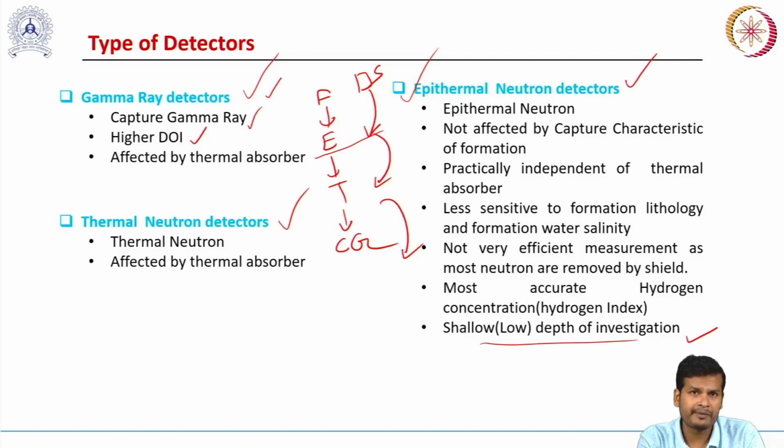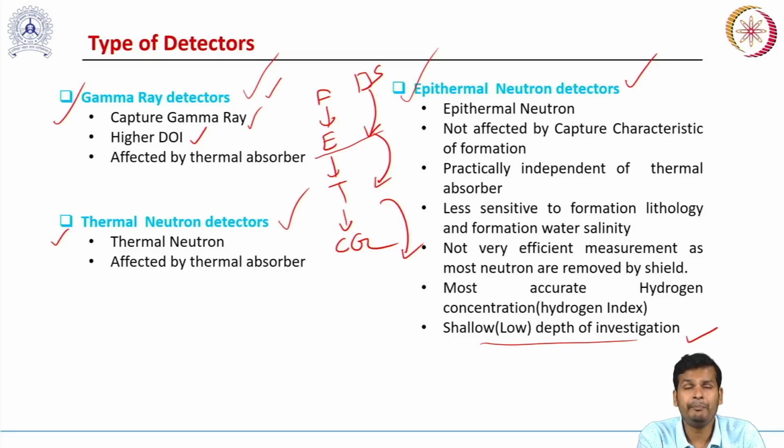But the capture gamma ray and thermal neutron detectors have certain disadvantages. That's why epithermal neutron detectors are nowadays also used along with the thermal neutron detector. Generally, most of the porosity logging tools nowadays use either thermal neutron detectors or epithermal neutron detectors. We generally don't use a gamma ray detector to calculate the capture gamma ray count.